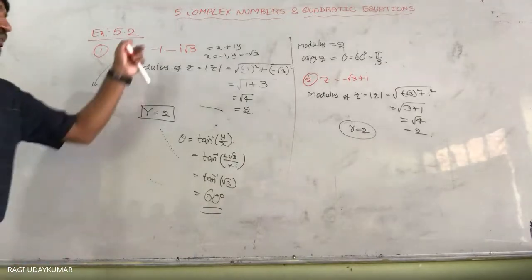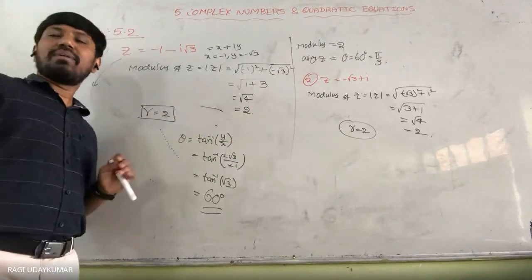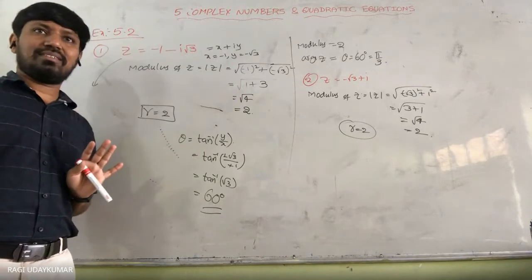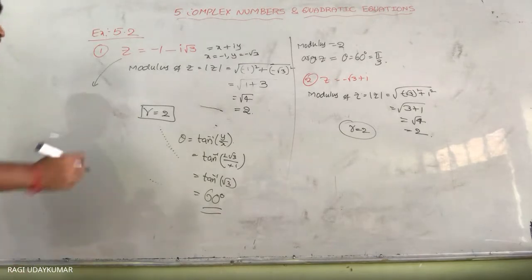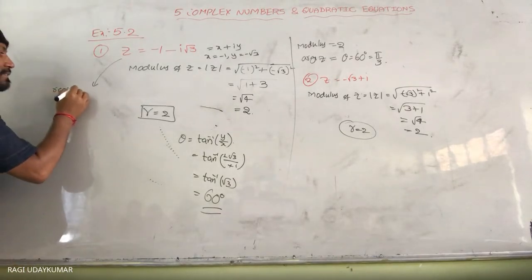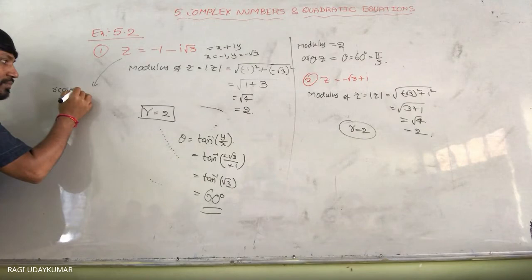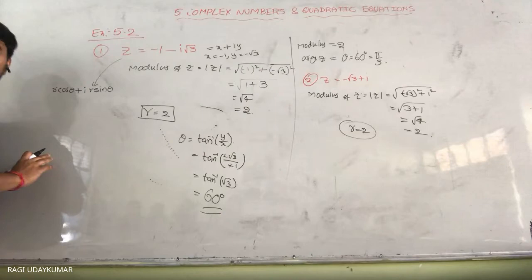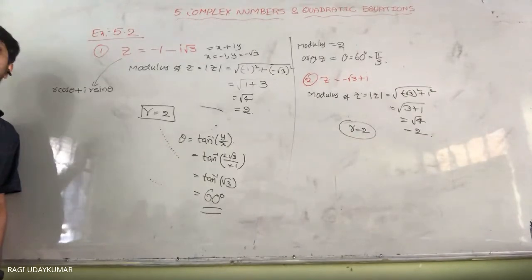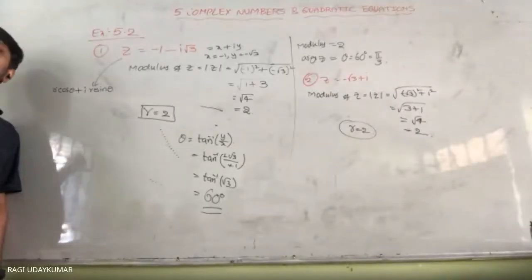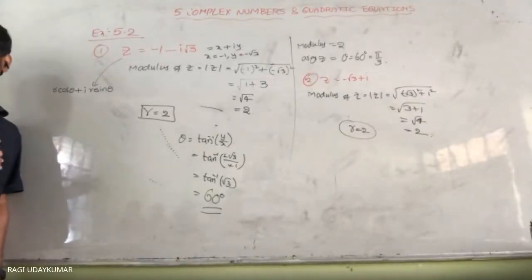You can write it in polar form, I will tell you. The question is not asking for polar form. What is a polar form? r cos theta plus i into r sin theta is called the polar form of x plus iy, where r is equal to under root of x square plus y square, and theta is equal to the argument of z.